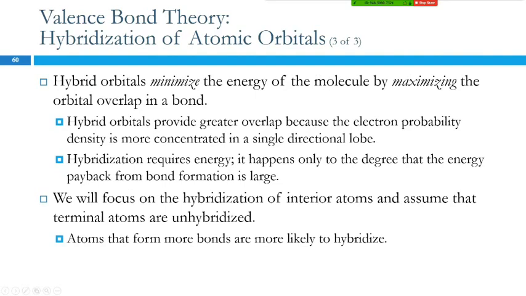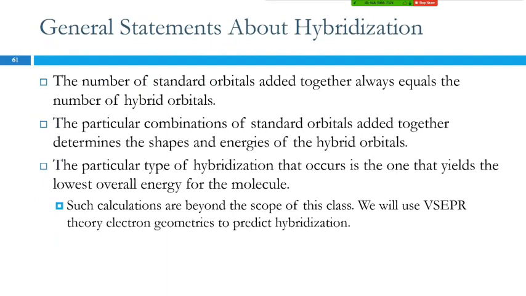The hybrid orbitals are going to minimize the energy of a molecule by maximizing the overlap. More overlap is better because you get more of the electron density between the atoms, and you get a better attraction between the 2 atoms. So we're going to focus on hybridization of only the interior atoms and assume that the terminal atoms are unhybridized. So this is a simplification, but it works well enough for our purposes.